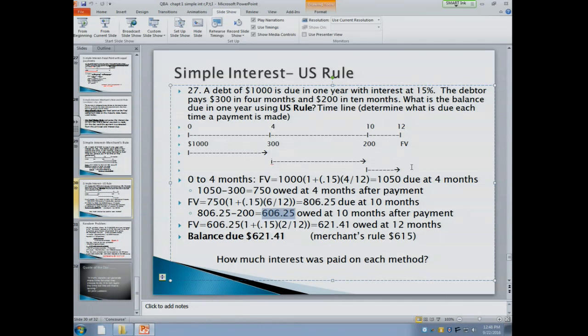Now we have to find the future value for the last payment at 12 months. So we have 2 more months to go. We only owe $606.25, and at 12 months, our last payment is $621.41. So we owed $621.41. The Merchant's Rule was only $615. Most of the time, it's the U.S. rule, probably because it's a little more.